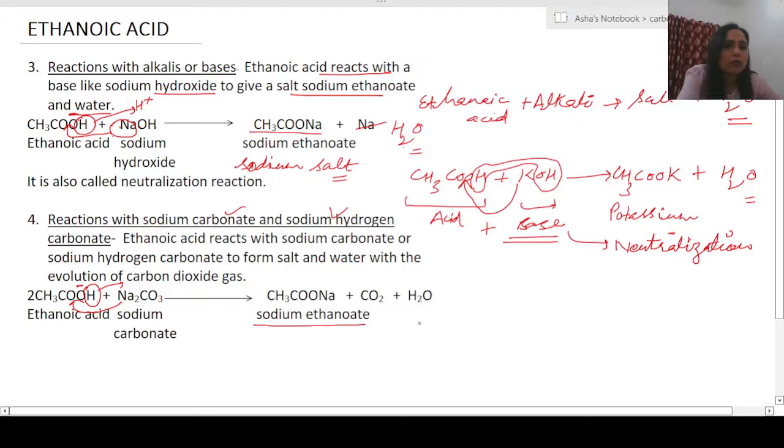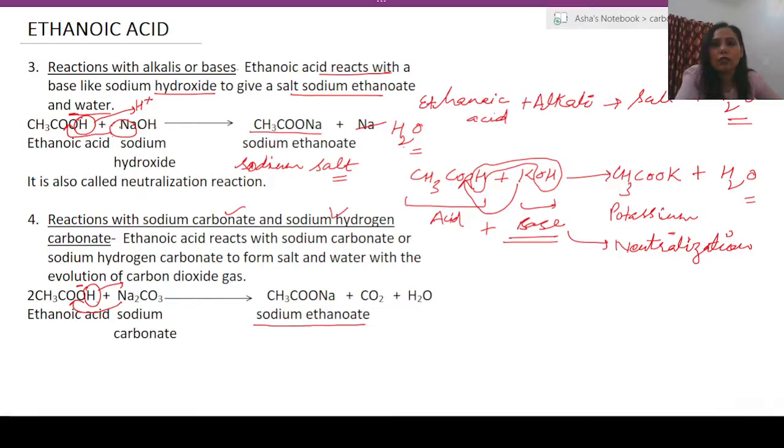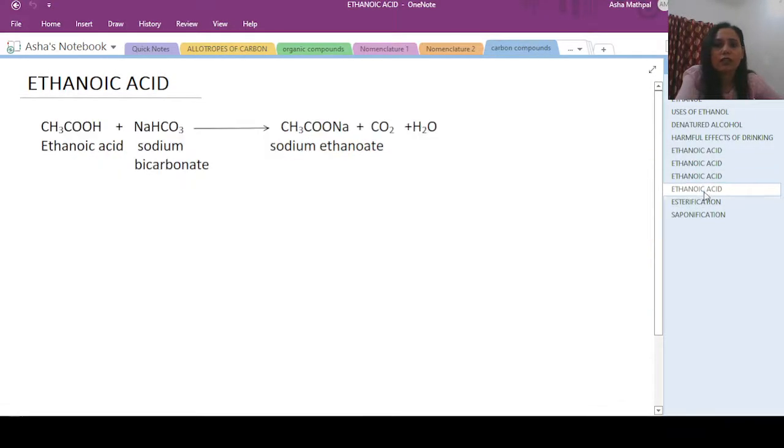The same products will be obtained when ethanoic acid reacts with sodium hydrogen carbonate, which is in our next slide. The reaction is shown here. So again, what will happen when ethanoic acid mixes with sodium bicarbonate, which is also called sodium hydrogen carbonate. So this H will come out and this Na will attach here. So it will form CH3COONa plus CO2 plus H2O.